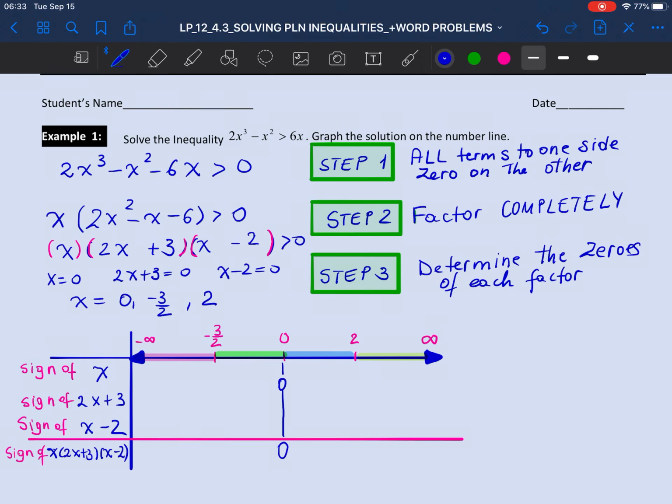Now we'll continue with the next factor, which is 2x plus 3. 2x plus 3 will be 0 at negative 3 over 2.